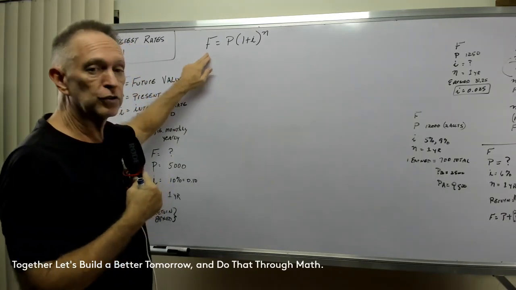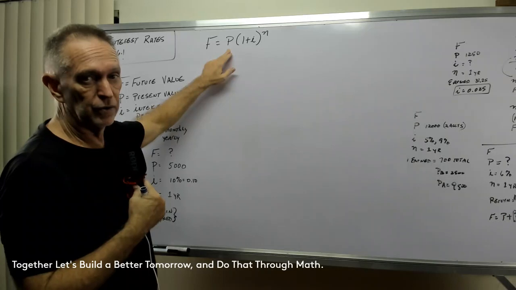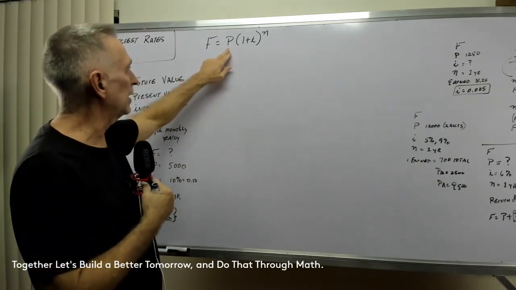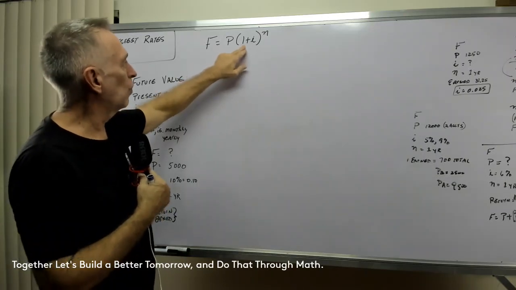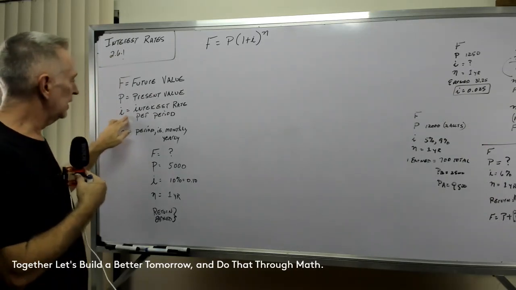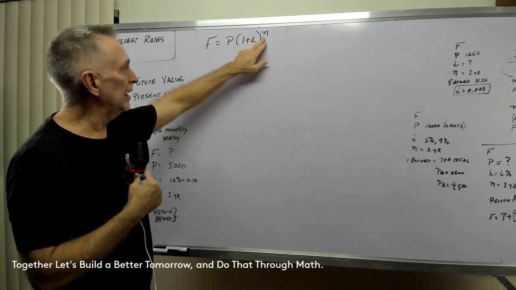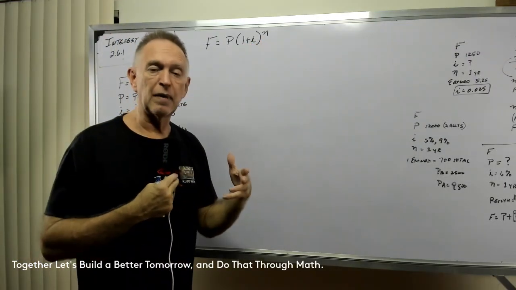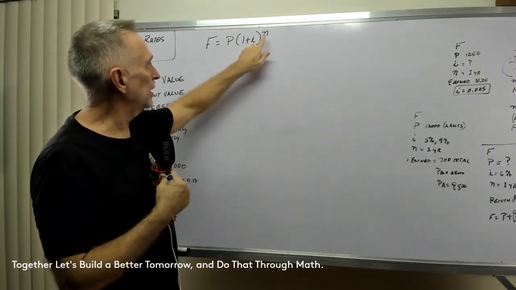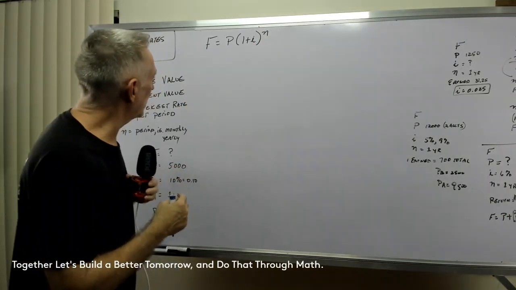So this is a future value. That equals the present value, or the principal, whatever that is in today's money, times 1 plus i, with i being the interest rate per period. And n would be the period, so it might be per year, could be per month. But that interest rate and the number of periods have to match. So let's get after it here with a problem.